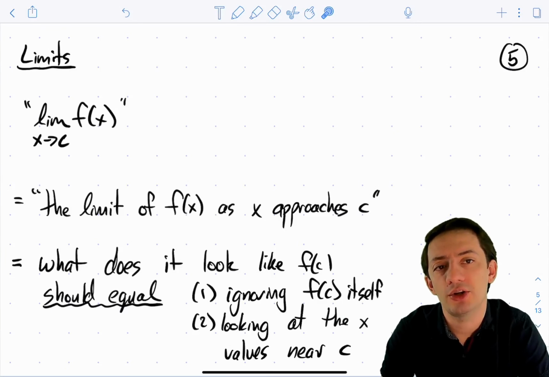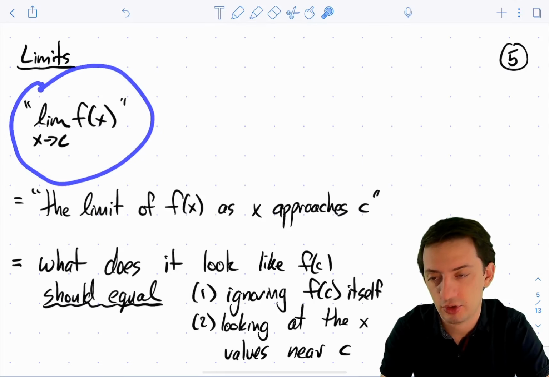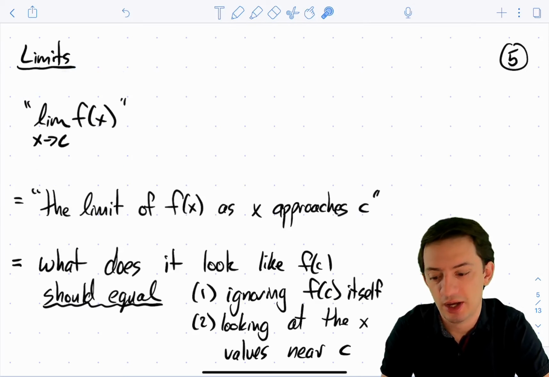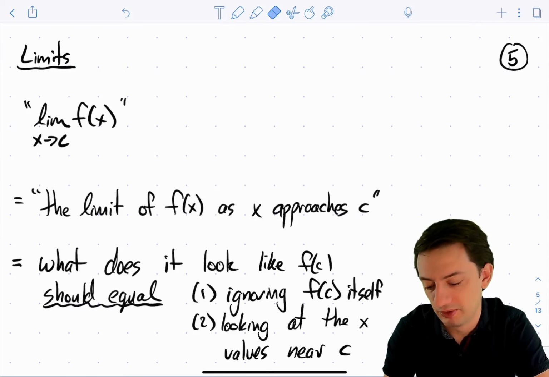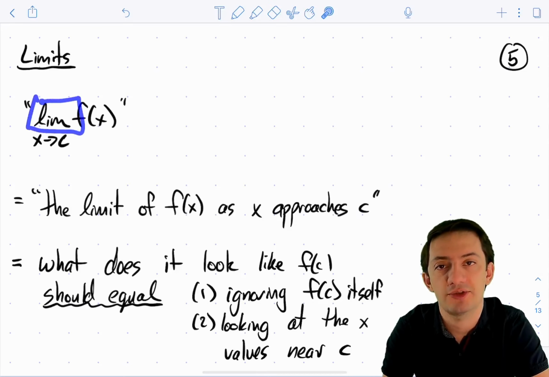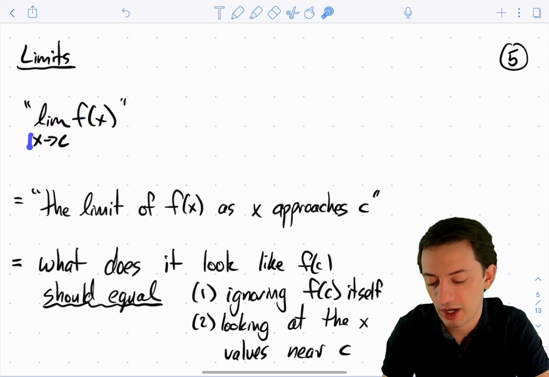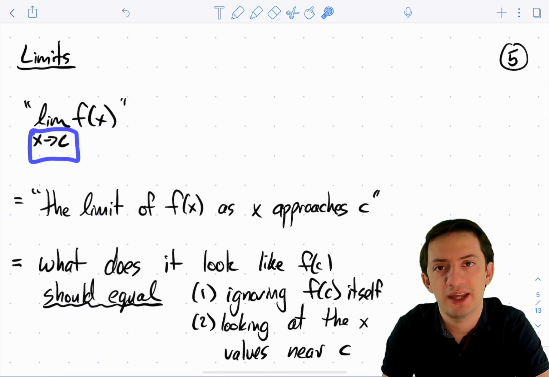Okay, now we're going to move from continuity into limits. First, the way we write a limit is this kind of crazy notation. Let me break this down for you. We've got three parts, really. We've got the word LIM, which stands for limit. We've got a part below it that tells us the x values that we care about. And then we have a function that we're taking the limit of.